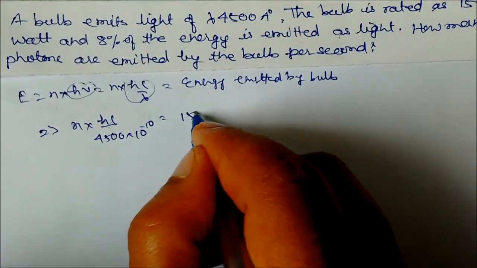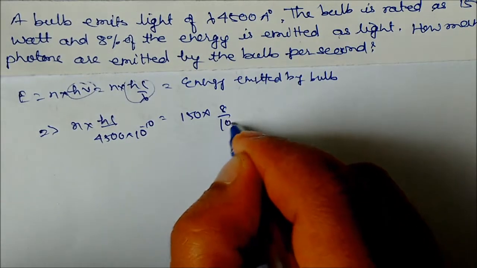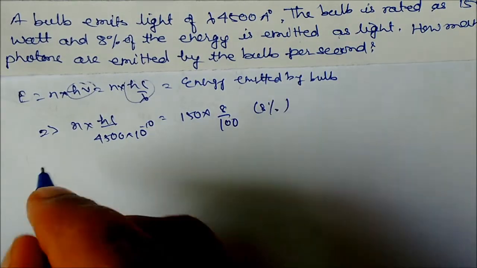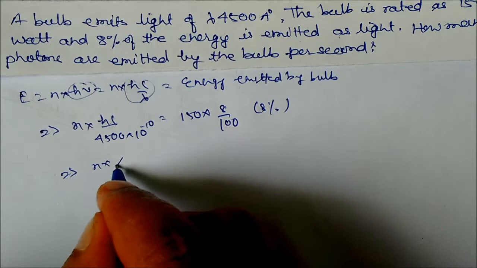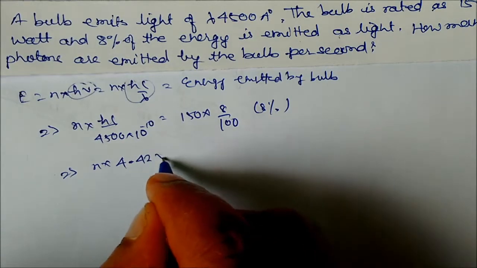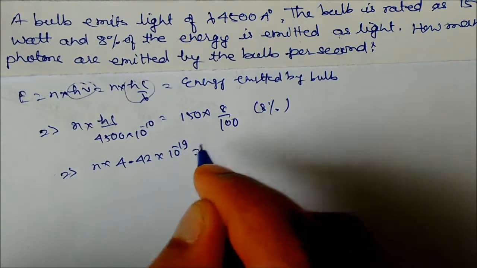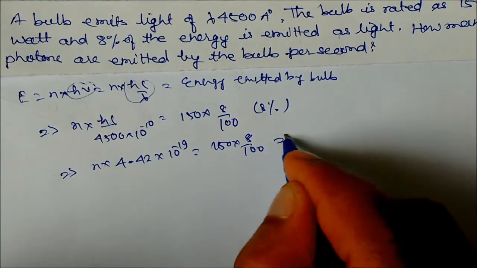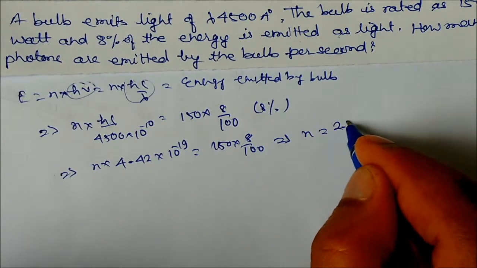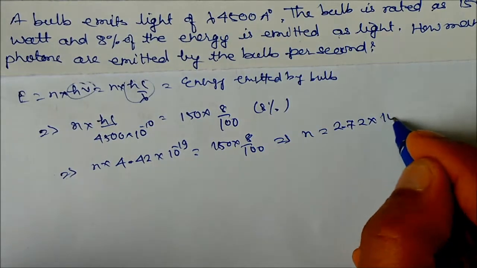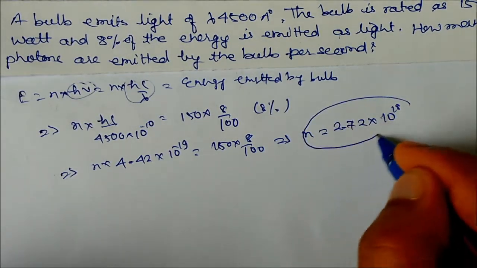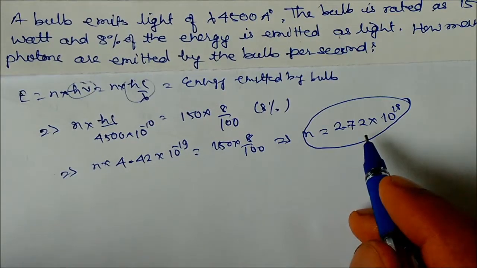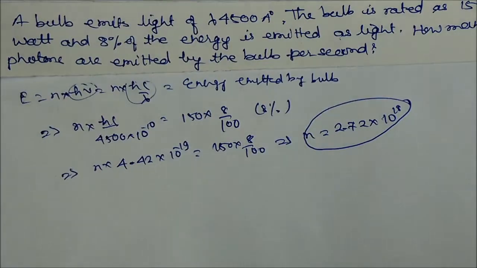So we can write here 150 into 8%. If you solve it, hc by lambda comes to 4.42 into 10 to the power minus 19, and 150 into 8 by 100. So on solving, n equals 2.72 into 10 to the power 18. So this many photons are emitted by the bulb per second.